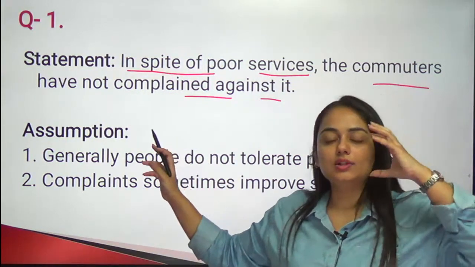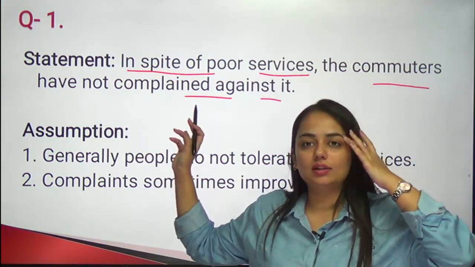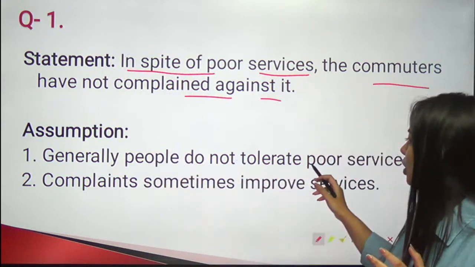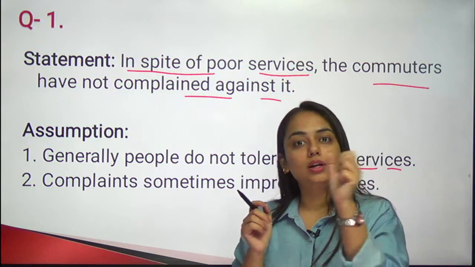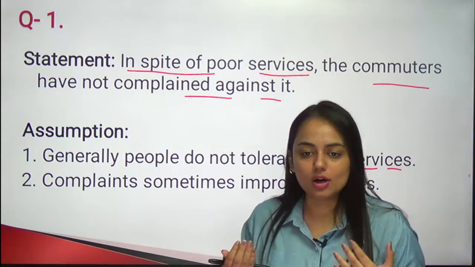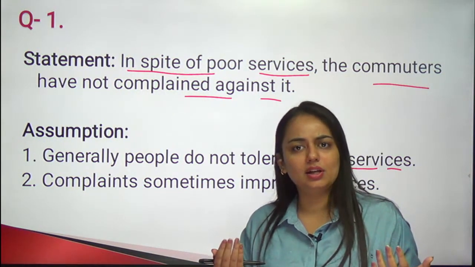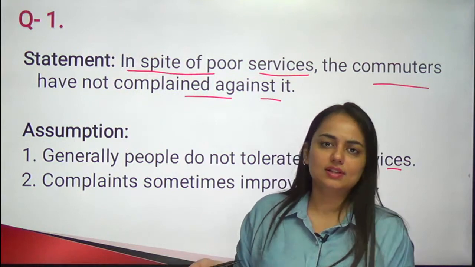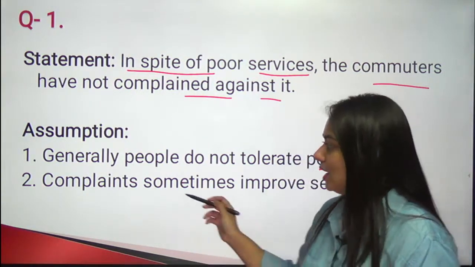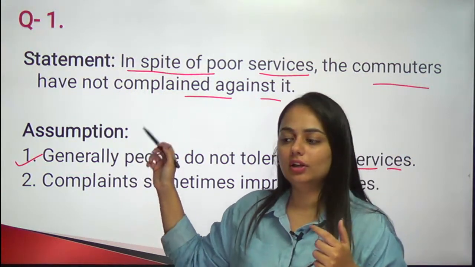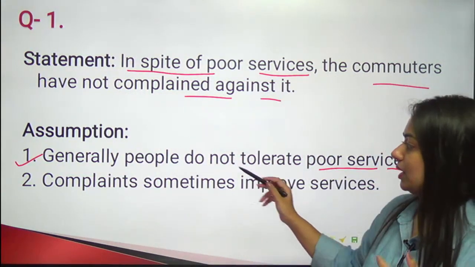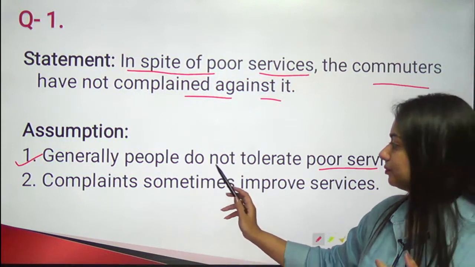So that's a thing which is shocking for him. So what did he assume in his mind before saying it? Generally, people do not tolerate poor services. Yes, that is the reason he used the word in spite of. So he's shocked that people generally do complain, and in spite of such poor services, this time they have not complained. So yes, this was one such idea which must have been on the mind of the author before issuing this statement. Let us read the second one also.